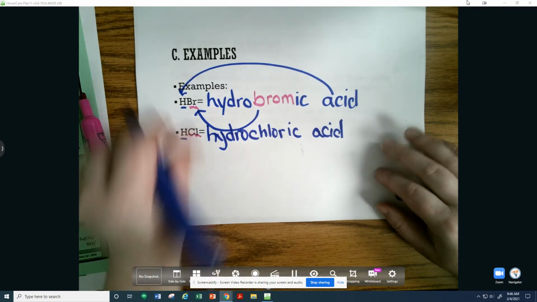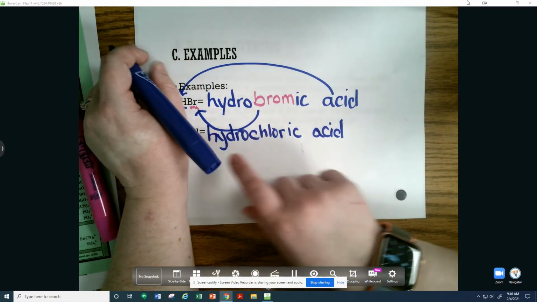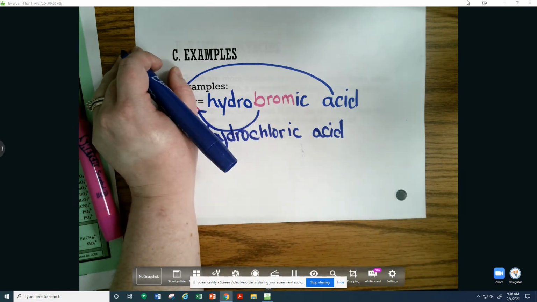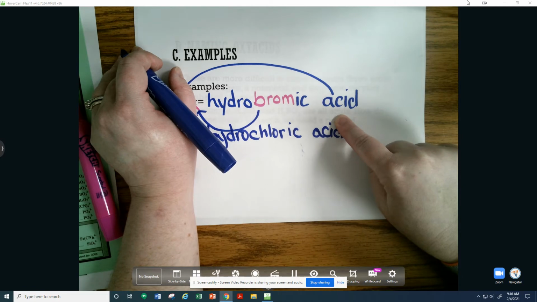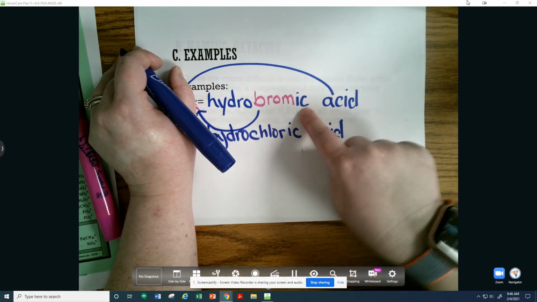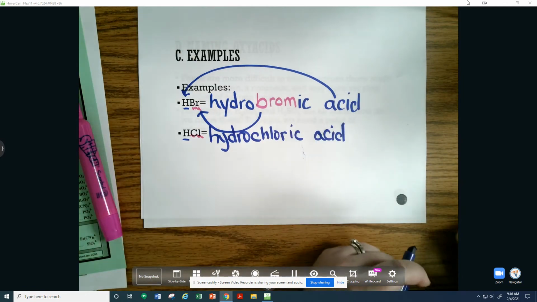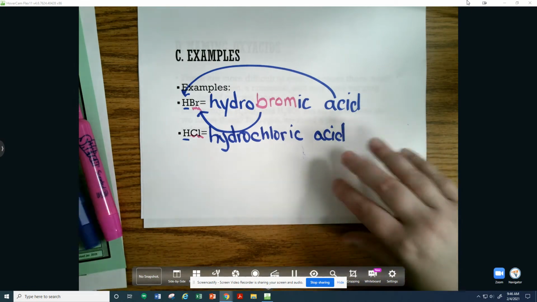Again, when I go in the reverse direction to a formula, I can see hydro. That's the first red flag that this is binary. I know that my cation is hydrogen because of the word acid. And then my stem here tells me what my anion is going to be. So that's binary acids.